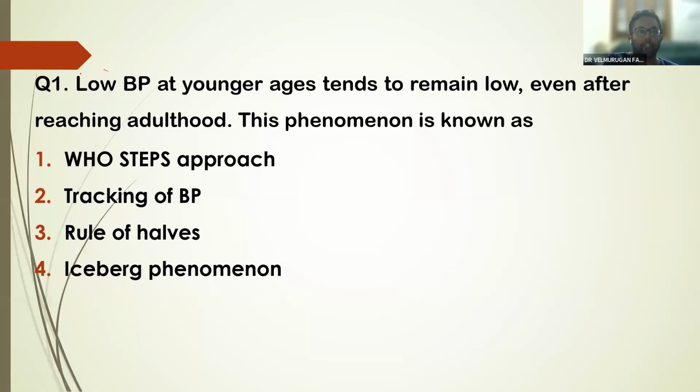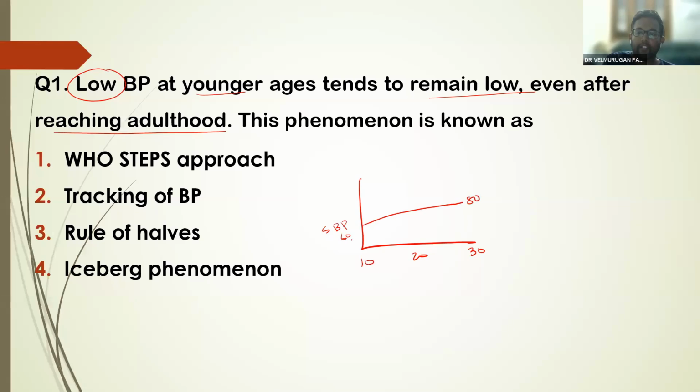Okay. So low BP at a young age tends to remain low even after reaching adulthood. So at 10 years, 20 years, 30 years, if your systolic BP had been only 60, it tends to remain around that range even after you reach adulthood. Or if your systolic BP has been high, it tends to remain high. So what is this phenomenon?